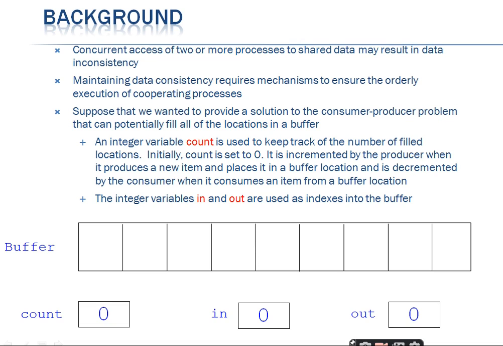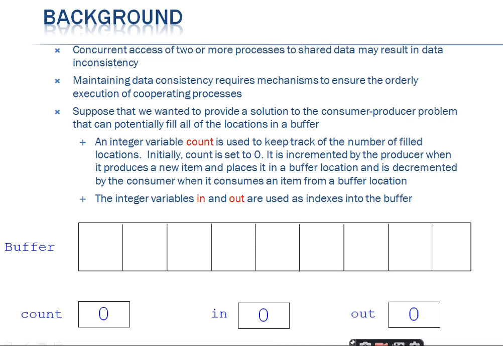Now suppose that we want to provide a solution to the consumer-producer problem. Let us first understand what the consumer-producer problem is. Here a consumer consumes an item that is produced by the producer. Unless the producer produces an item, the consumer cannot consume it. So the producer will produce the data items and put them in the shared area or buffer, from where the consumer will access the data item.